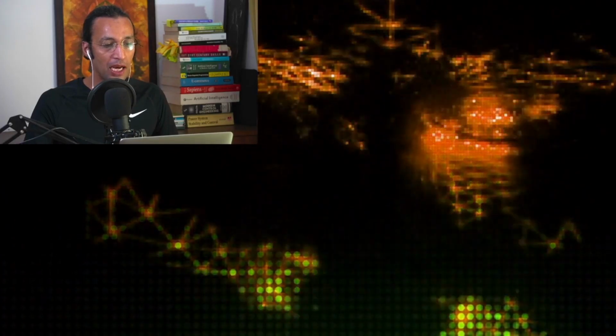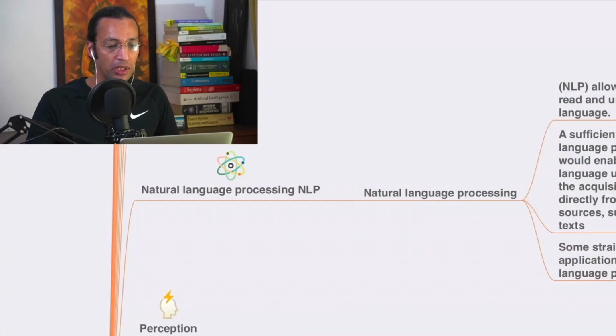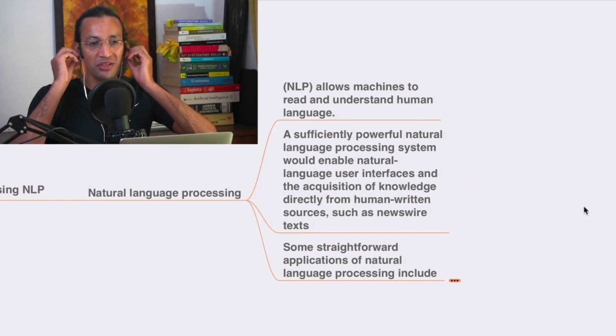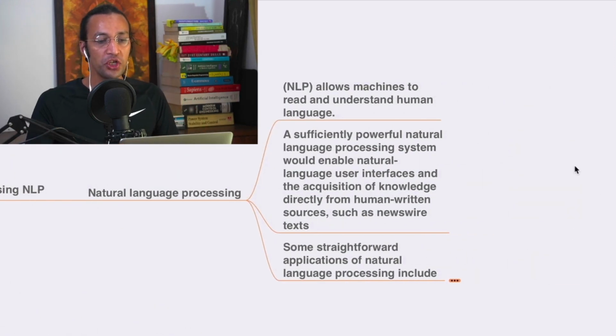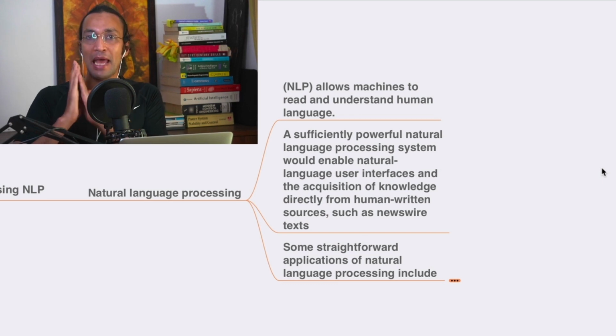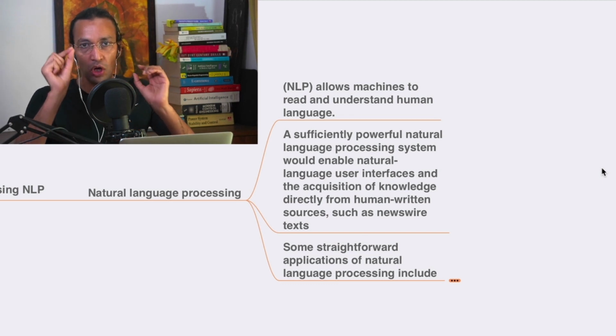So we'll go to NLP. What is NLP? Natural language processing. NLP allows machines to read and understand human language. That is the first basic concept.